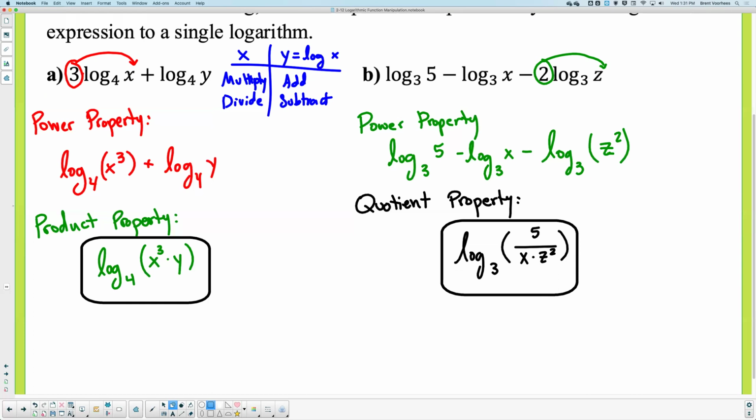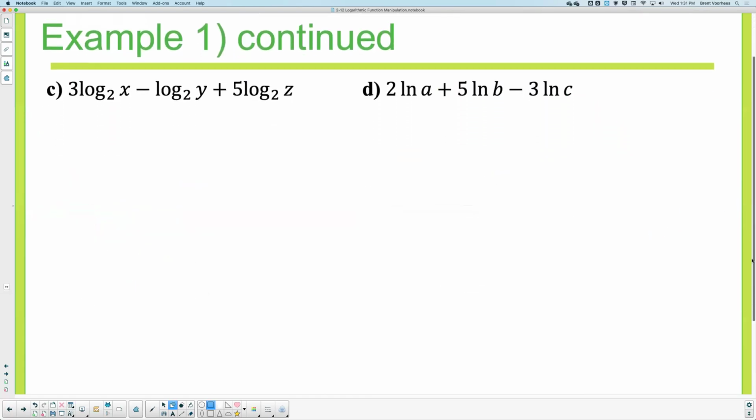Okay, now I think it's still a little too early to give you a practice, because I want to make sure you see the three rules and feel real comfortable with them. So on the very first example, I have a part C and D we're going to look at now. Okay, let's look at example C.